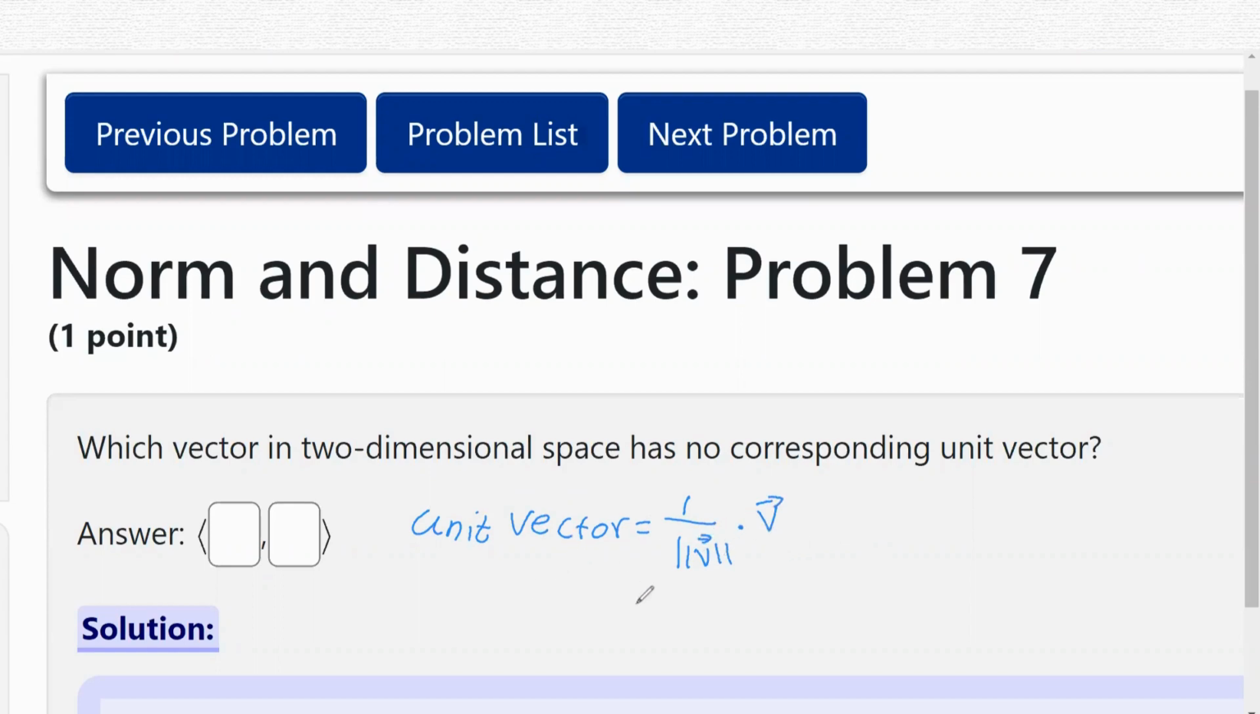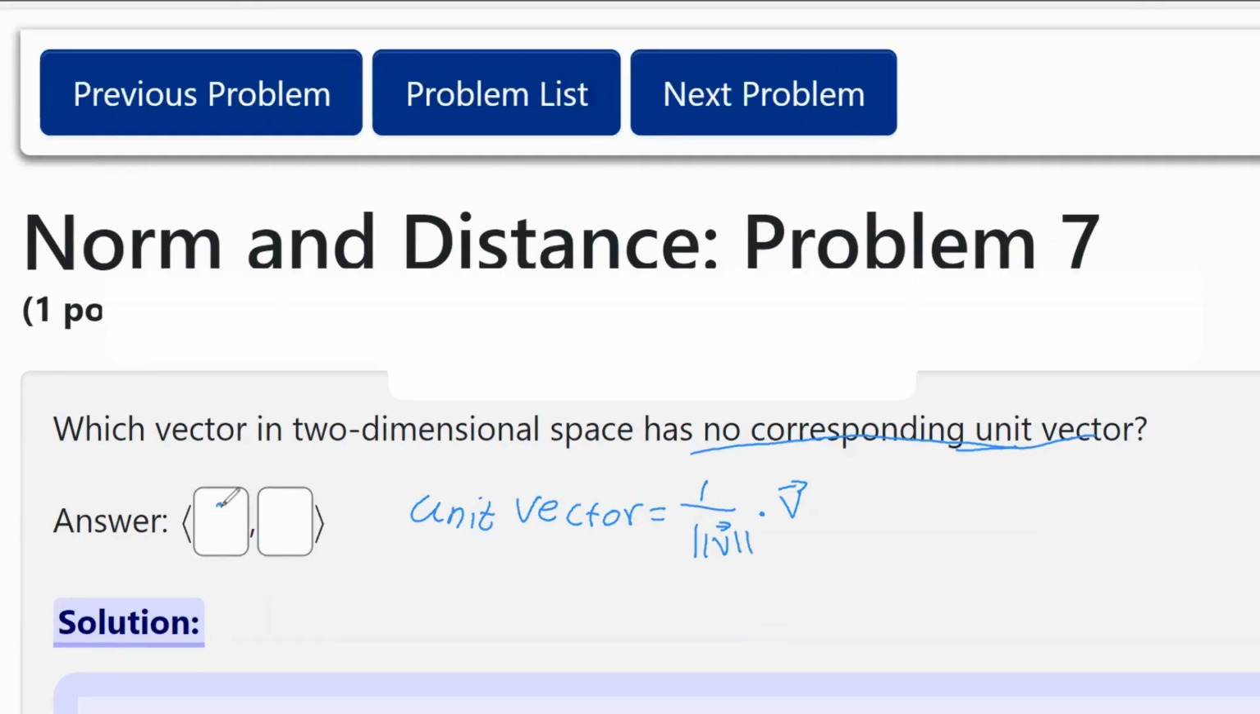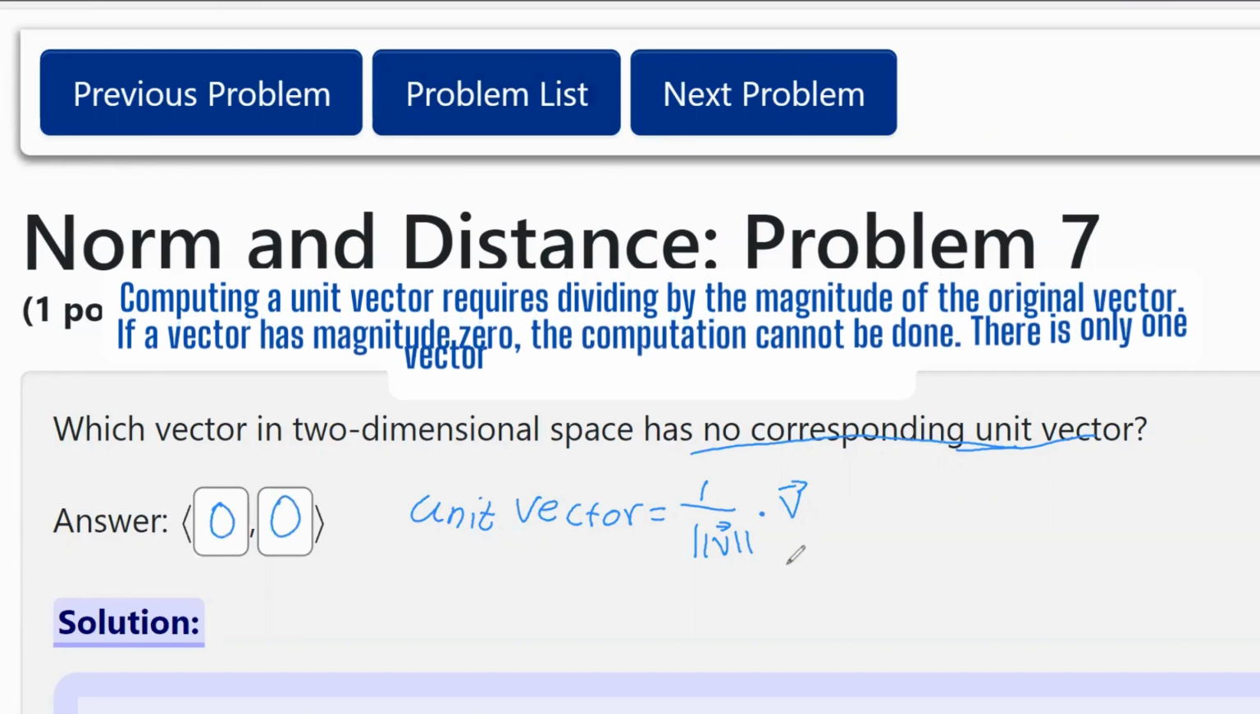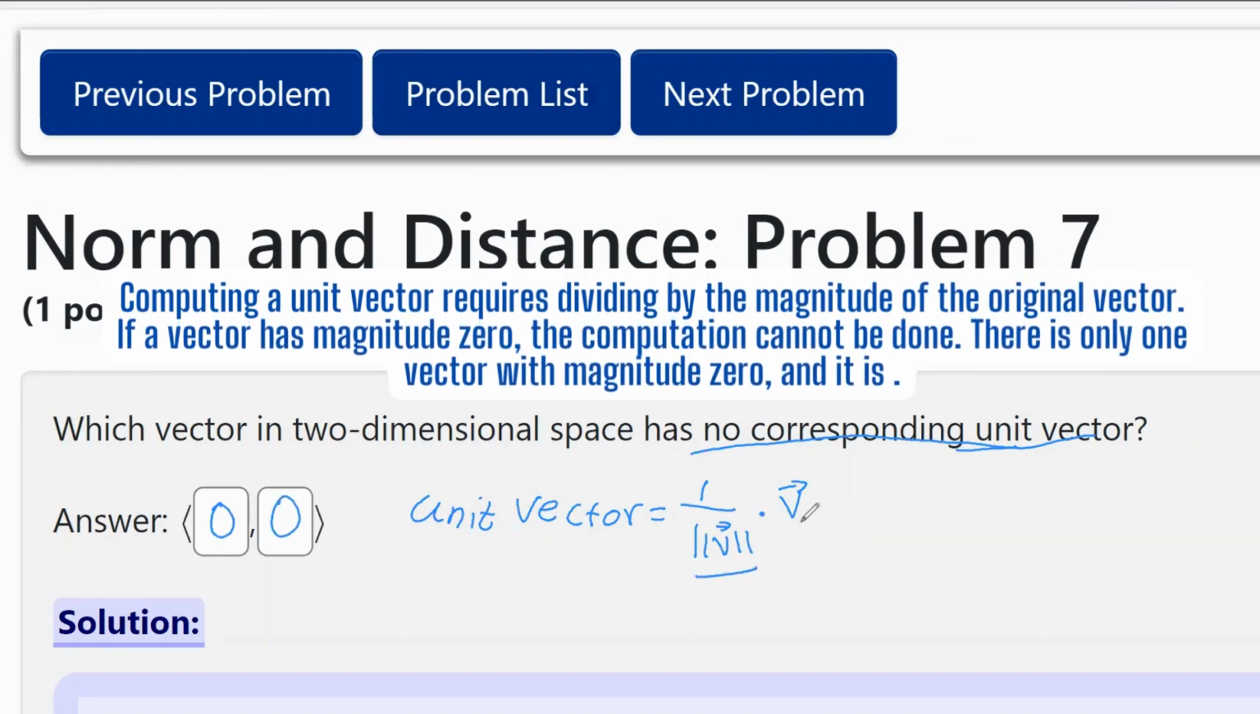So now we know the unit vector, how do we find a norm for 0? There is no unit vector, so it's like a zero unit vector. In the two-dimensional space, I'm going to have 0, 0, right? Because I cannot compute this. I cannot find the norm. I don't know my V. They're saying no corresponding unit vector, so there will be no computation. So it will be 0, 0.